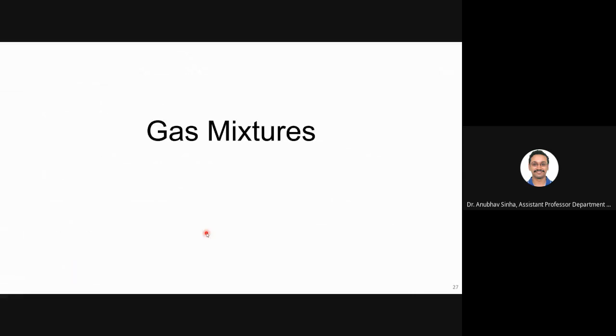Let us now talk about gas mixtures. Till now, what we have talked about is that if we have one proper single substance, how to calculate different properties, change in pressure, temperature, and so on.